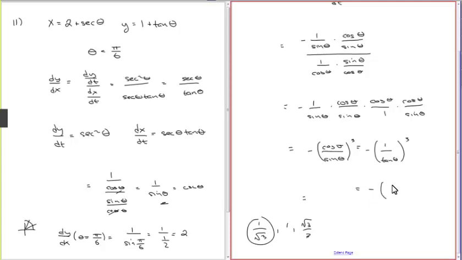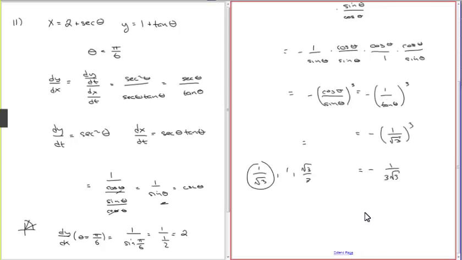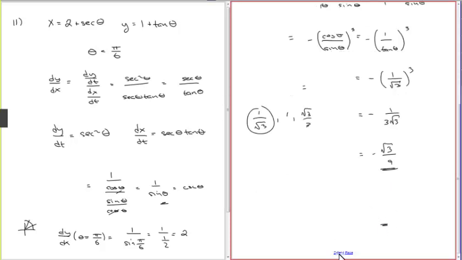But to get an actual number, we'd have 1 over the square root of 3 quantity cubed, which would be negative 1 over, well, square root of 3 cubed is 3 times the square root of 3. And if you multiply by the square root of 3 in the numerator and denominator, you get negative the square root of 3, and we'll have 3 times 3, which is 9. So that's the second derivative at pi over 6. But it's negative, which means concave down.